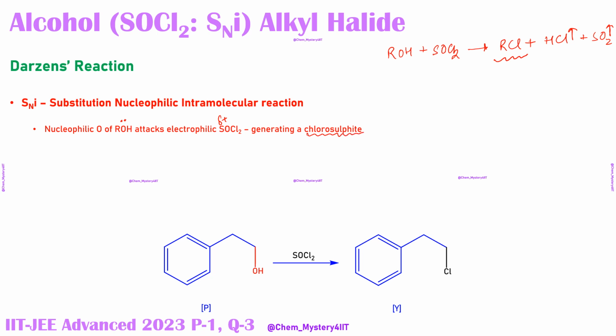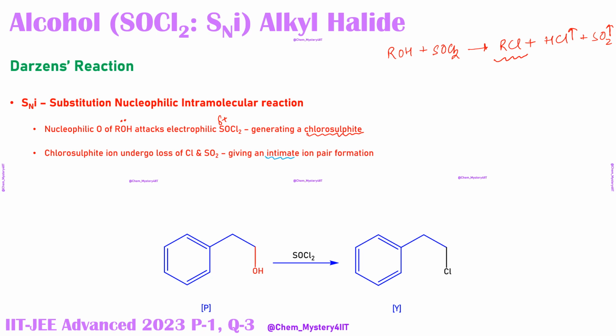This chlorosulfite is an important key intermediate, which is basically giving you the breaking of a sulfur chlorine bond, and then there is a loss of SO2, and there is the generation of something we are calling intimate ion pair formation.